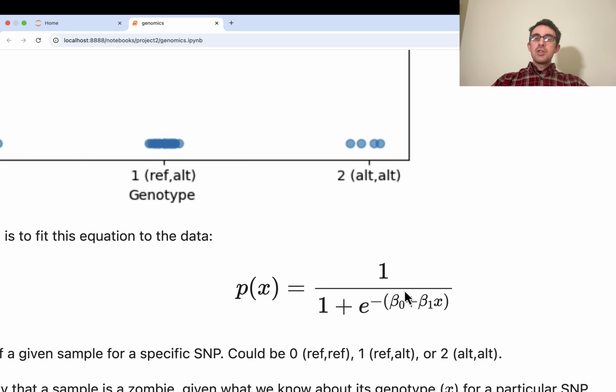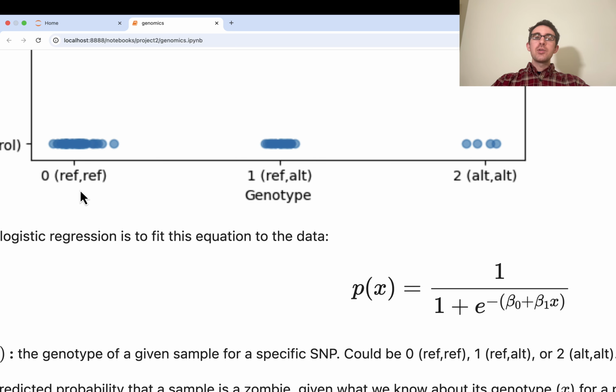So the interpretation of this parameter is that beta 0 tells us something about the base rate of the probability that someone is a case or not, specifically for people with the X equals 0 genotype, or the 2 copies of the reference genotype. Because for that genotype, beta 1 is getting multiplied by 0 and disappearing, and we're left with only beta 0 to calculate the probability that a sample is a case.